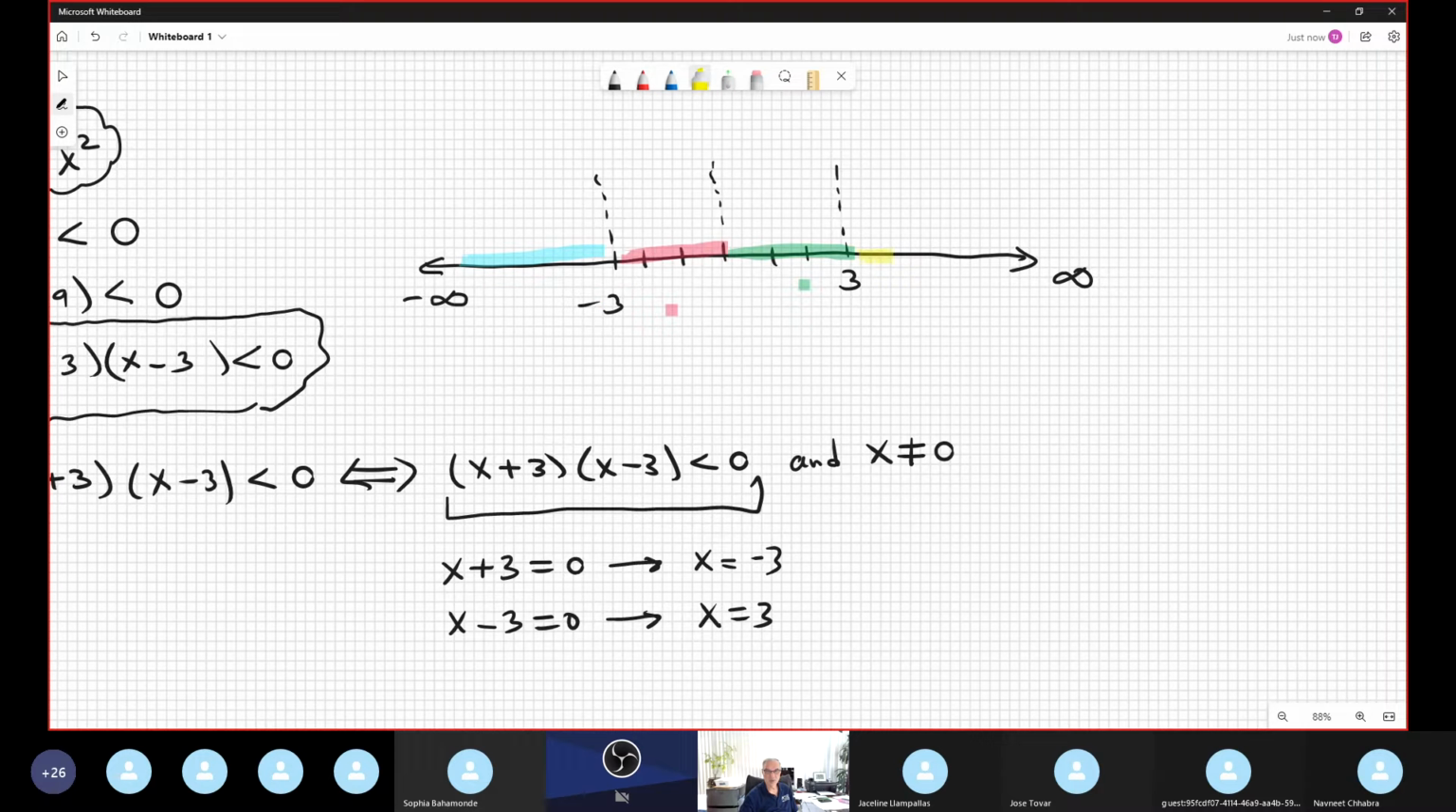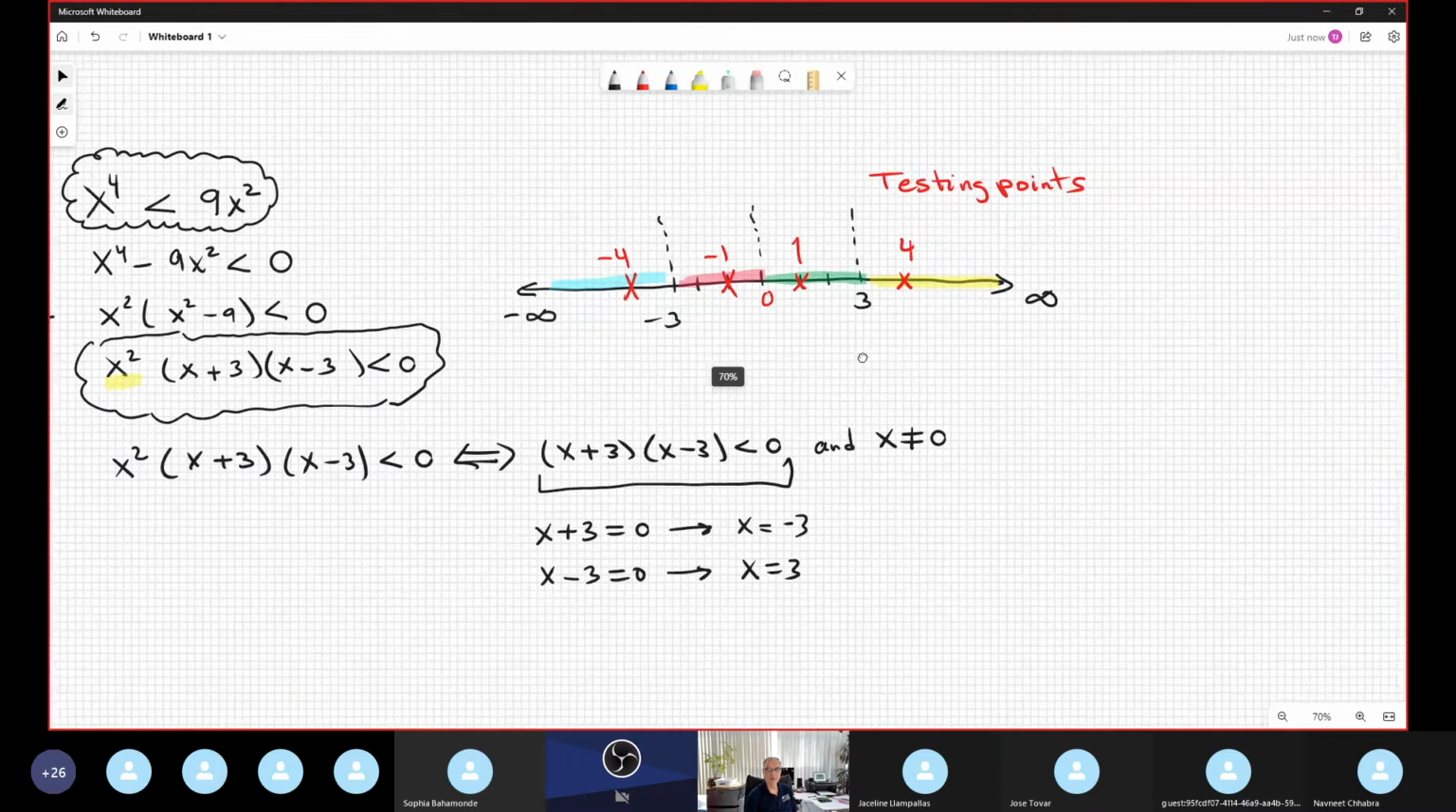I am not sure, so I need to split this in red and blue, just in case. Now select your testing points. The testing point I selected on my paper was negative 4. I select negative 1, this is 0, negative 1, positive 1, and positive. This is the testing. Okay, ready. I test this point.